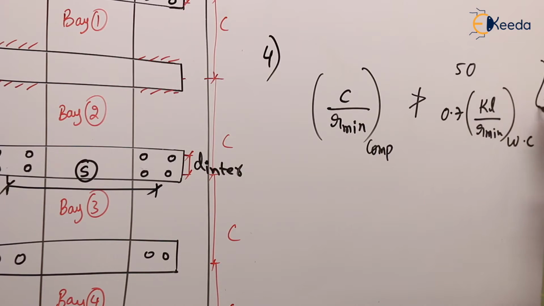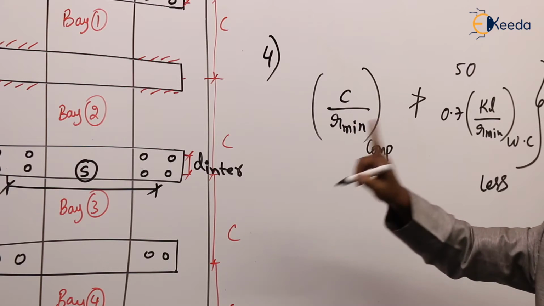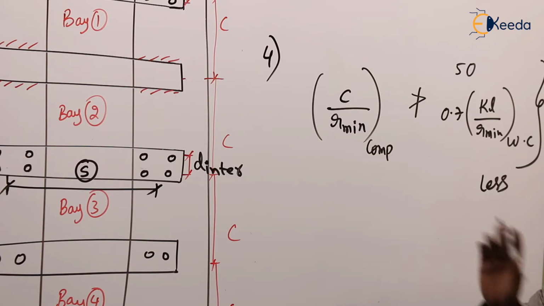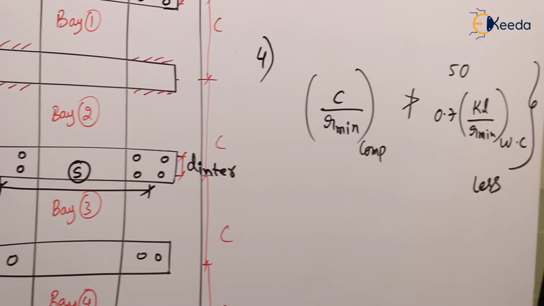Out of these two, whichever is less, that value we have to take, and this C by R minimum of the individual component should be less than that. Then there occurs no buckling of the component between the battens. Agree? That is a provision. So take it down.